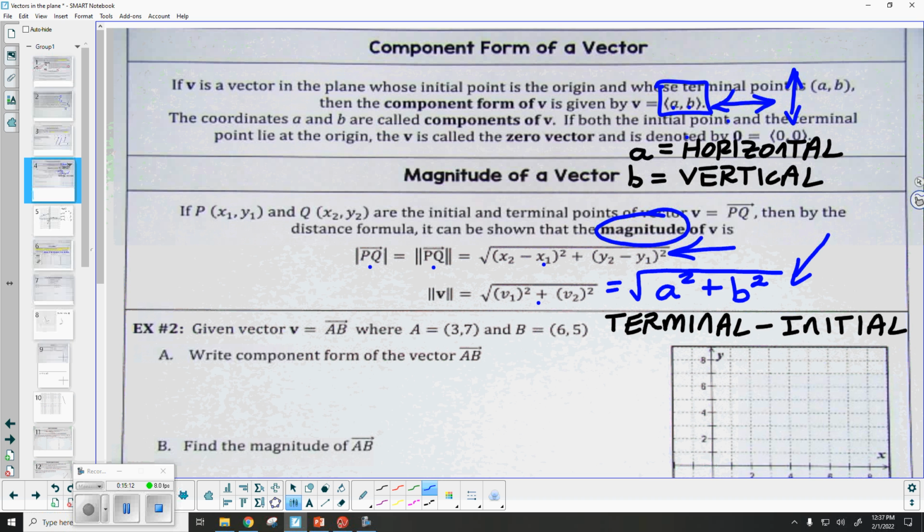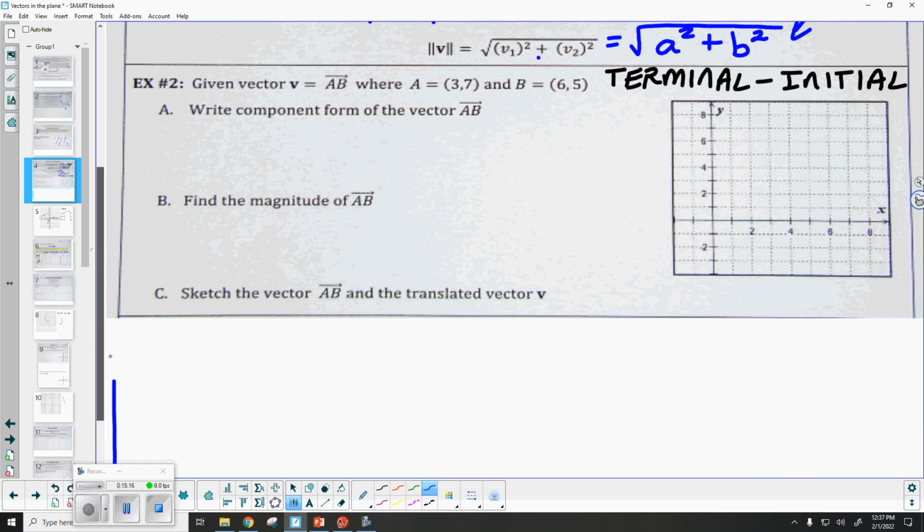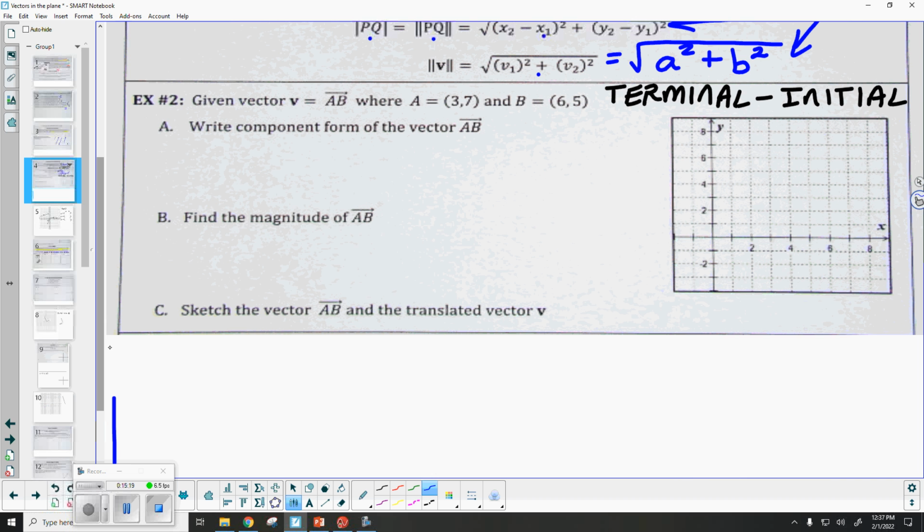Okay, so let's put all this into a problem. Let's see what it means. Okay, here we go. Example 2. Given the vector v, also named by its endpoints AB, where A is (3, 7) and B is equal to (6, 5). Now, order is going to be really important here. You'll notice because the A is written first, that has to mean that it's the initial, B would have to be the terminal. If I'm given the endpoints and I want to figure out what the component form is, you always take the terminal values and subtract the initial values. It's always going to be the terminal minus the initial.